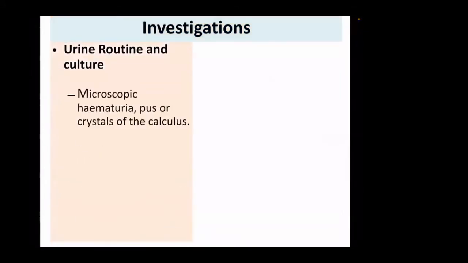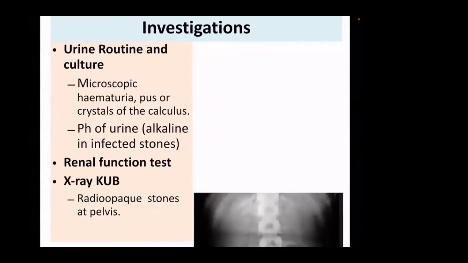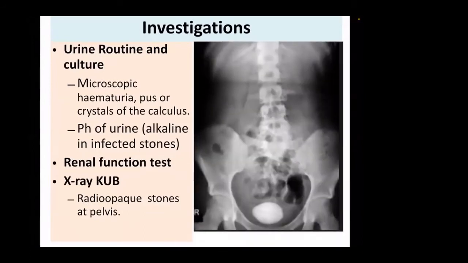Even routine and culture, I've already told you. Watch for pus cells, watch for RBCs, and watch for the pH. pH is important, right? Some stones are formed in acidic pH, some are formed in alkaline pH. Always check kidney function test whenever there is urolithiasis. Do that. X-ray KUB. In X-ray KUB, mostly you'll diagnose a stone because most of them are radio opaque.